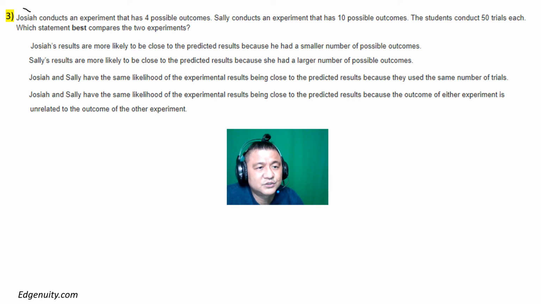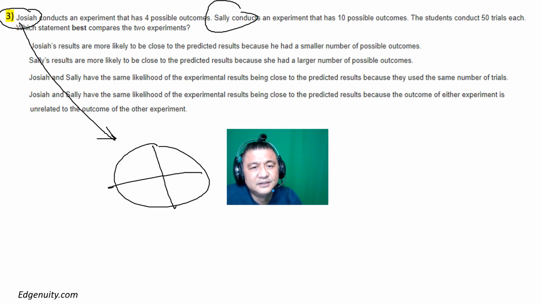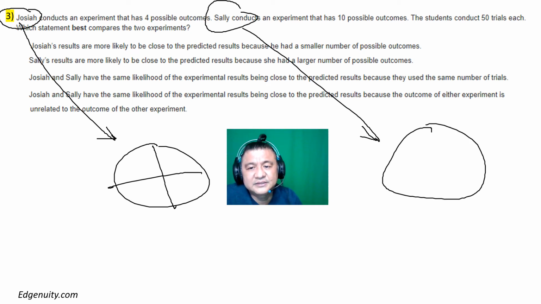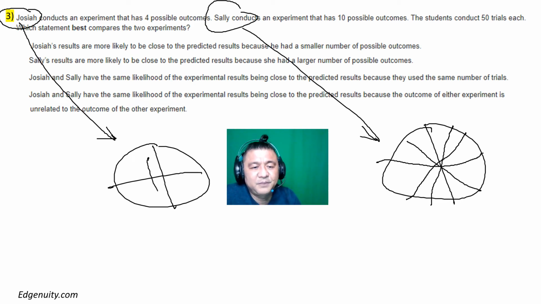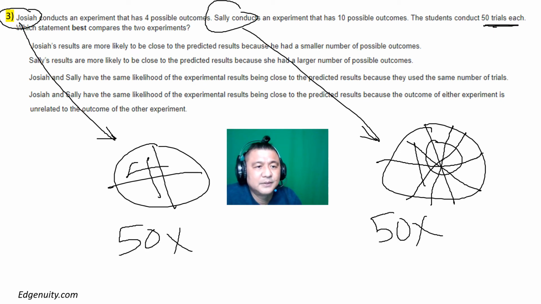Okay, let's start with Josiah and Sally. Josiah has 4 possible outcomes, so let's make it 4. And then Sally got 10. Okay, 1, 2, 3, 4, 5. So 4 possible outcomes, 10 possible outcomes. And then the students conduct 50 trials. Throw it 50 times each. Which statement best compares the two experiments?